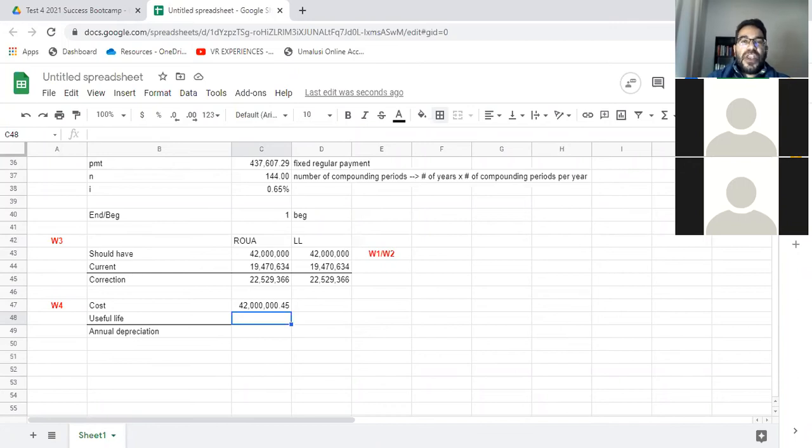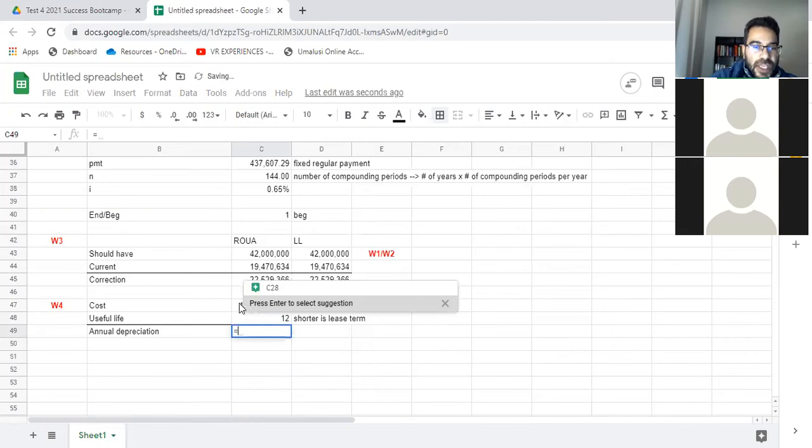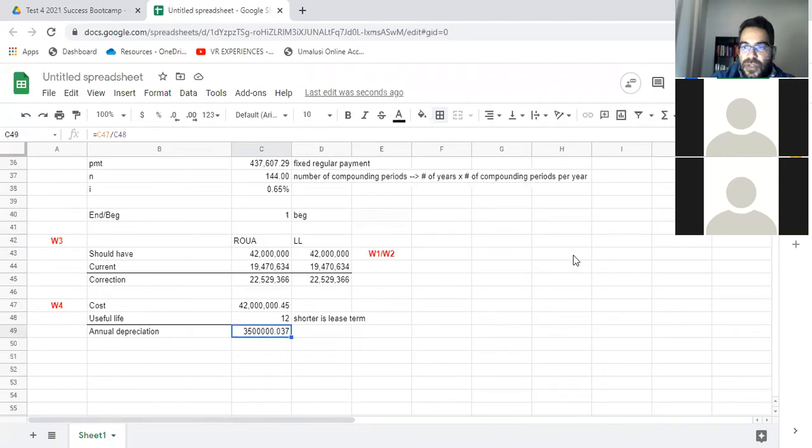What is option number two? Option number two is, if option number one is not applicable, then you must use option number two. And option number two says the useful life will be the shorter of the lease term and the life of the asset. Okay, so the shorter is the lease term. The lease term is 12 years. So therefore, this is going to be 42 divided by 12. So the answer here is 3.5 million, and that is C49.